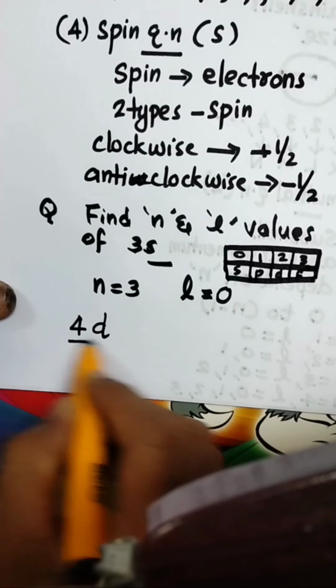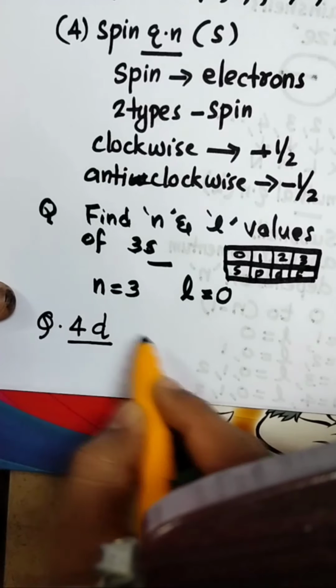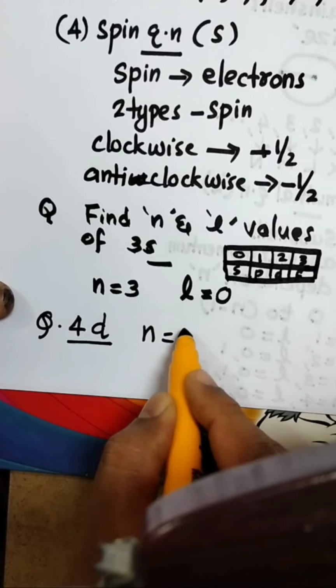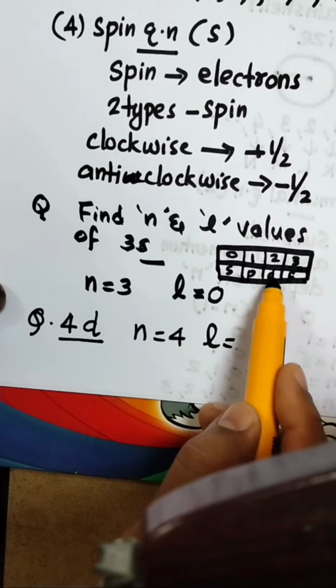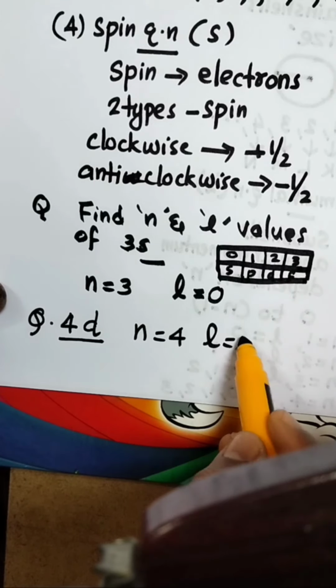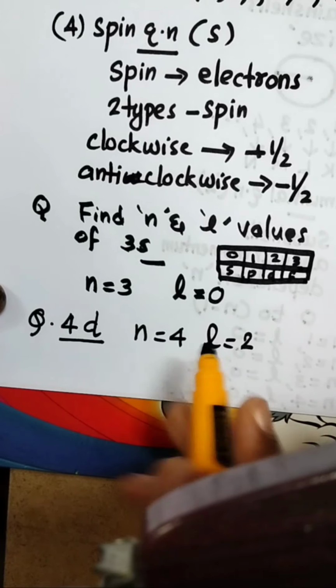4d orbital. n equals 4. l equals, here d orbital. The d orbital value is 2. The azimuthal quantum number value is 2.